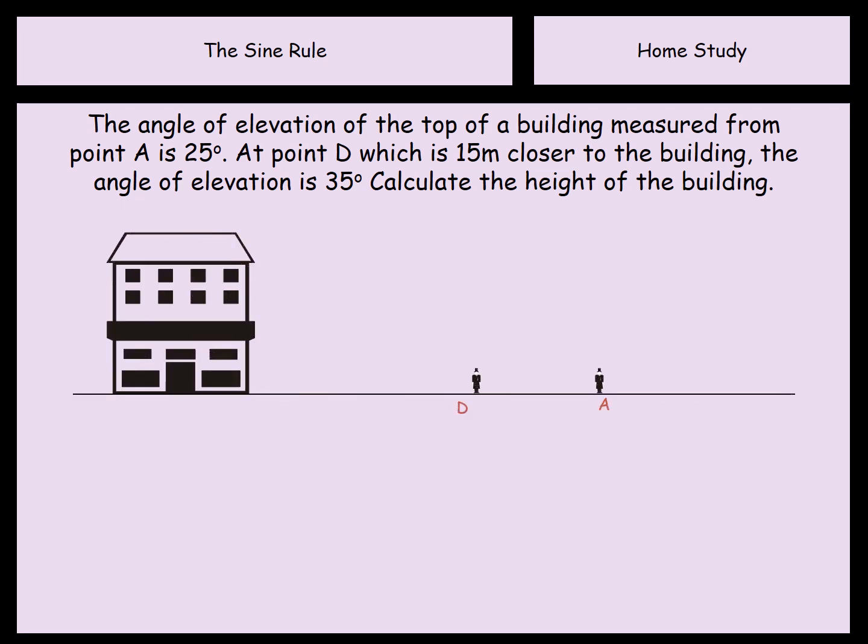Here we have a picture of a house. We've got a couple of people. It says the angle of elevation of the top of a building measured from point A is 25 degrees. Point B, 50 meters closer to the building, the angle of elevation is 35. Calculate the height of the building. So we've got some information, but I can't see any triangles yet. So I suggest the first thing we start to do is draw out a sketch so we can see.